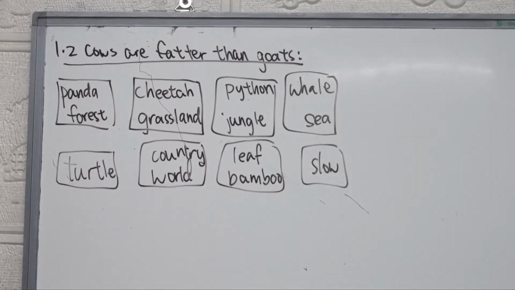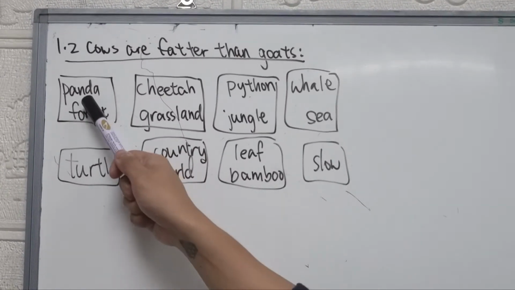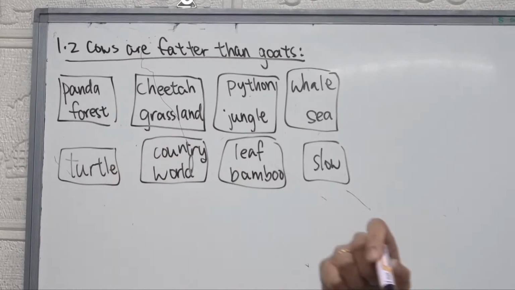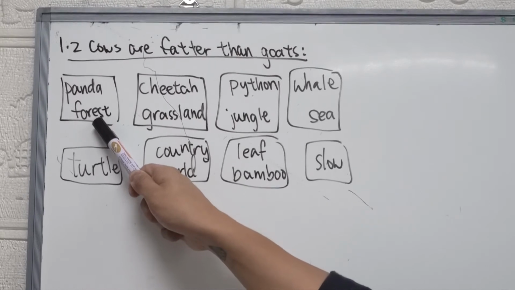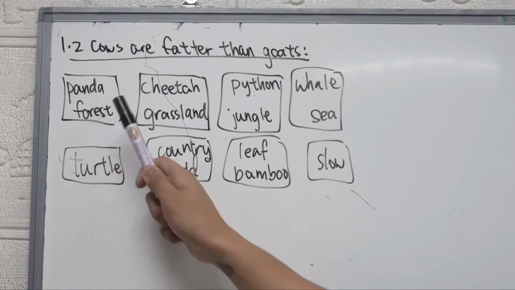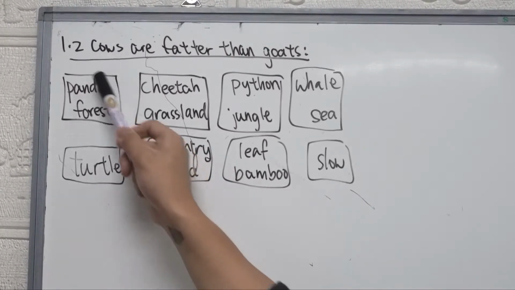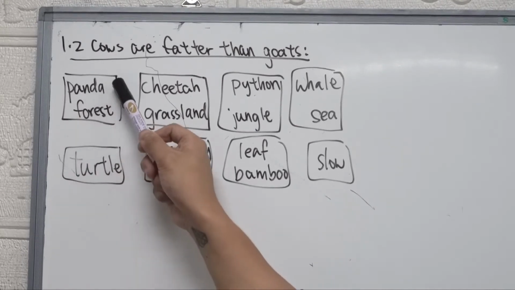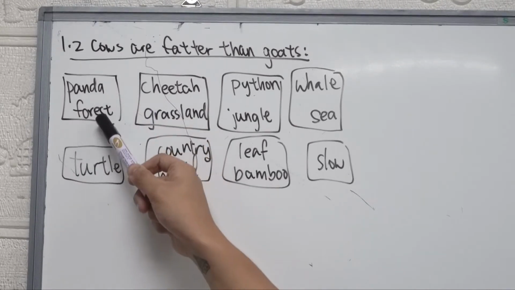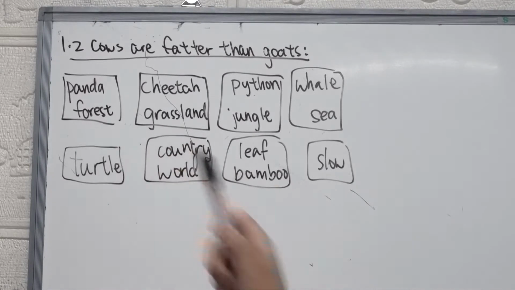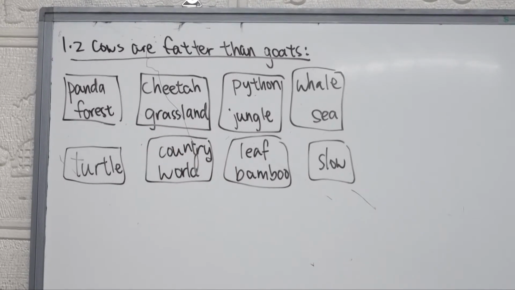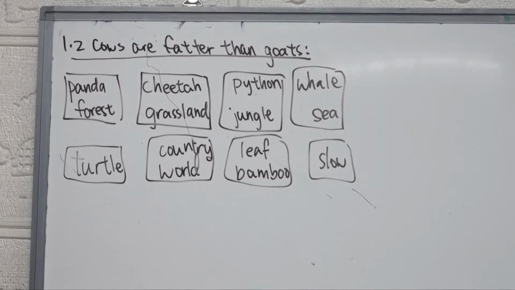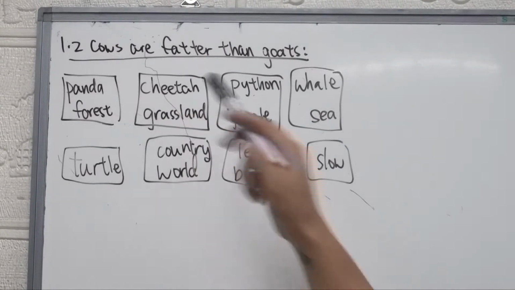Okay, let's try to read together. 1, 2, 3. Panda. All right, good. And this is forest. Forest. All right. So this is one picture, right? So the animal word is on top, and where they live is on the bottom, right? So the panda lives in the forest. Good.